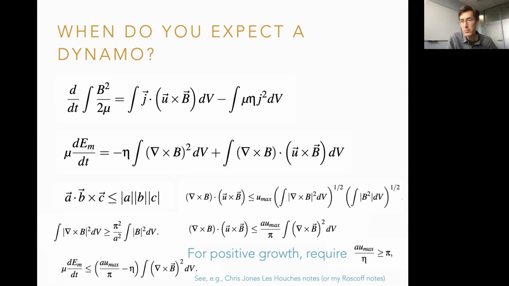And so that suggests that if we want dE/dt to be non-zero, if we want positive growth, we need A·U_max over η to be greater than or equal to π. That's kind of a magnetic Reynolds number. We've got a length scale A, the radius of the shell, U_max, the largest value of U in the system, and then the diffusivity η. Now, there are lots of different versions of this, and more sophisticated and somewhat tighter upper bounds, but that's an example of the kind of thing you can do.